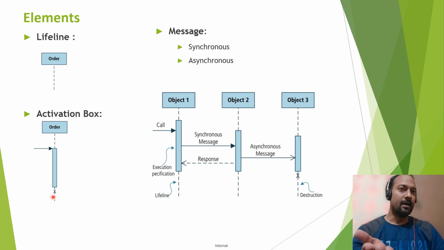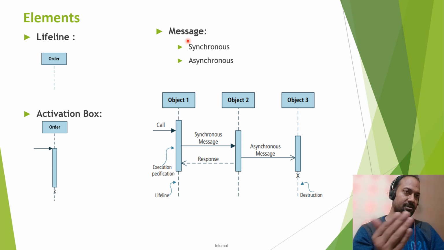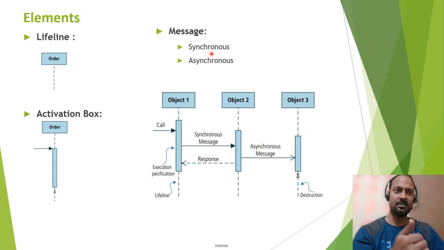We can see it in this big diagram here, but before that, let's talk about the third element, which is the message. The message is in two forms. One is the synchronous message and another is the asynchronous message. The synchronous message is always followed by the acknowledgement. Let's say this is object 1 and object 2. Object 1 is the sender and object 2 is the receiver.